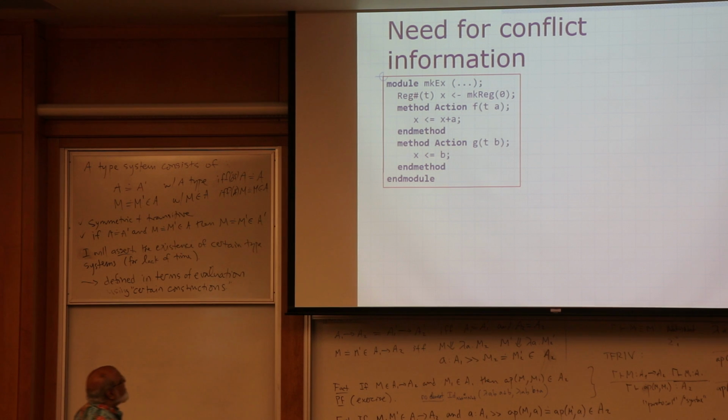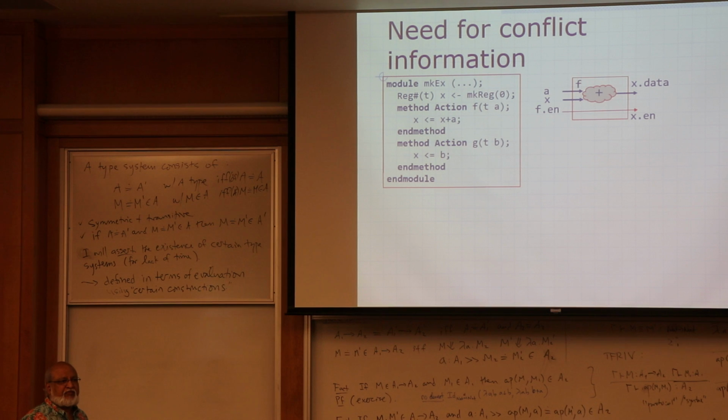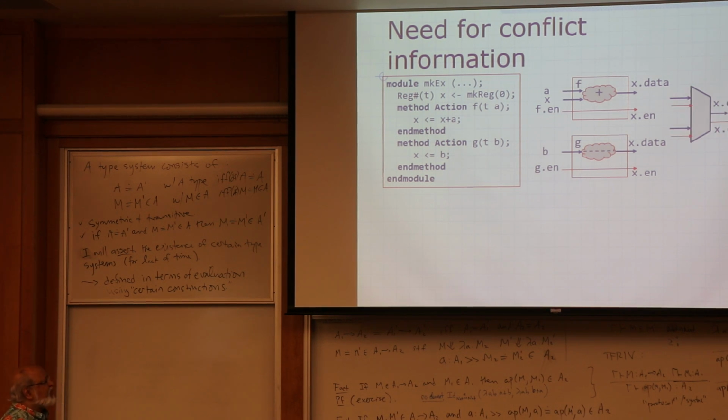All right, so let's look at this example. So what do we have here? We have a method action F, which is X gets X plus A, and action G, which is X gets B. All right? So these things clearly conflict with each other. Can I generate the circuit for F? Yes. Circuit for G? Right, that's for rule action G. But the problem is they have to be brought together because they're both trying to update X. So I put in something like this.